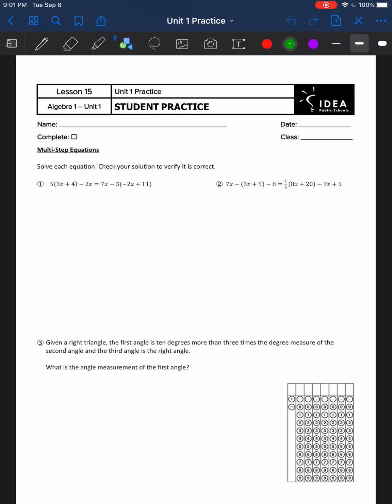You will hear my stylus hit the screen a bunch. I'm sorry, I can't stop that, but I will be going through these problems step by step in case you need any support. So let's start with number 1.